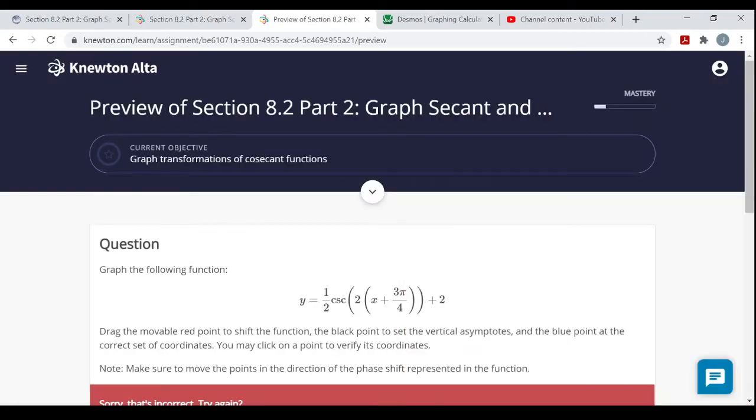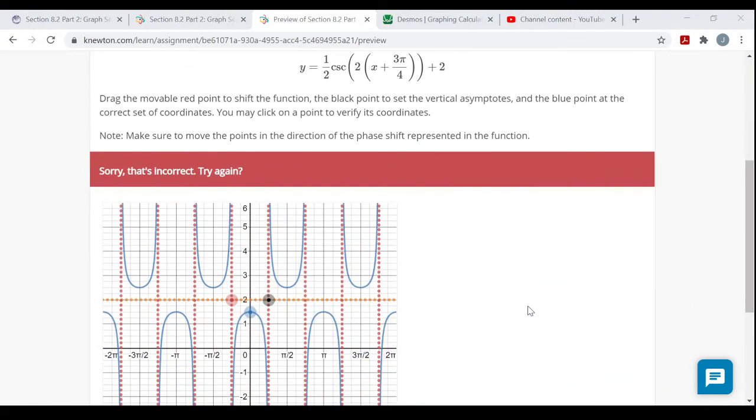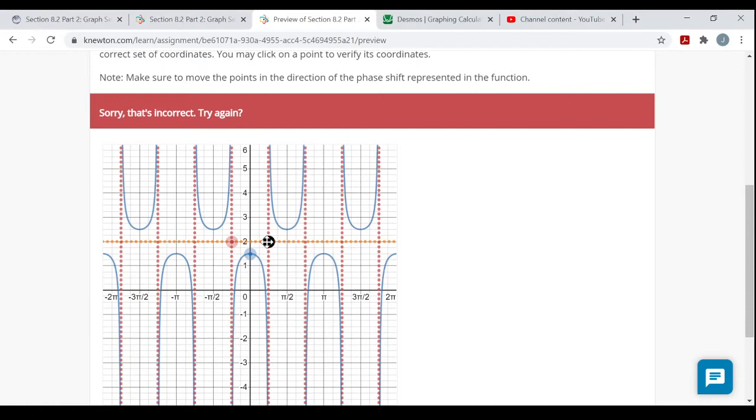Let's submit. Oops, what did I mess up on? This is at pi over 4. This is at negative pi over 4, 2. This is at 0, 1.5.